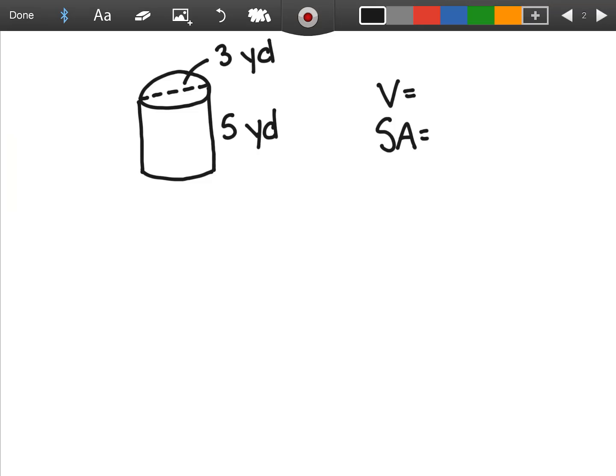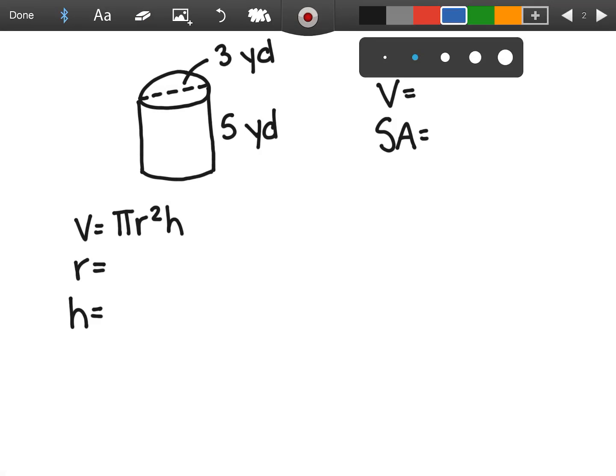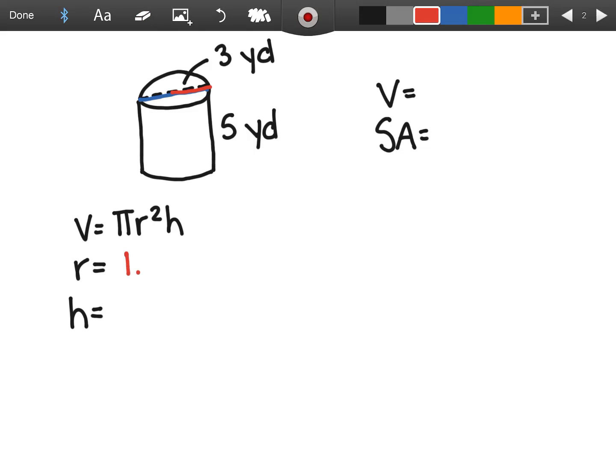So here's an example of a cylinder here, and we want to find its volume and surface area. So first we need our formula. Volume is equal to pi r squared h. So we need to define what r is equal to and what h is equal to. Looking at our diagram, this goes all the way across. So that is a diameter. The diameter is 3. The radius of a circle is half of the diameter. Since half of 3 is 1.5, our radius is 1.5 yards. Our height here is 5 yards.